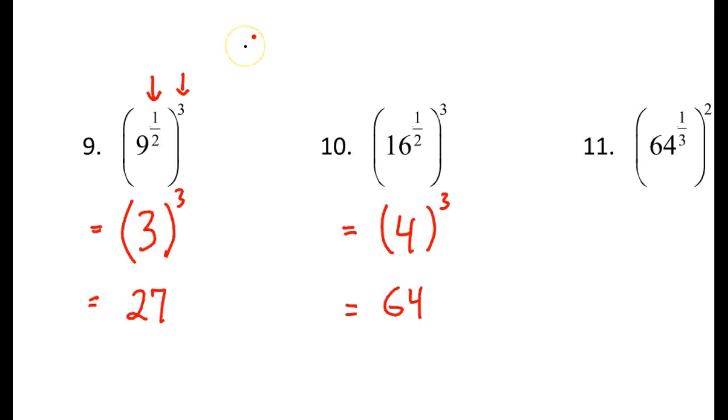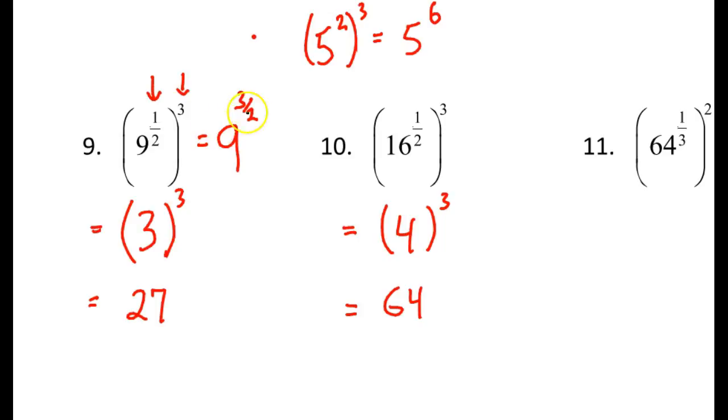Now, starting on the next page, it's not broken up for you yet. So you remember, if you have an exponent raised to an exponent, or a power to a power, like 5 to the second power to the third power, that's the same as 5 to the sixth power. Multiply them out. So if you have two exponents, you multiply them, that's a more simplified version. So the same thing here. If you multiplied these two, it's going to be 9 to the 3 over 2.